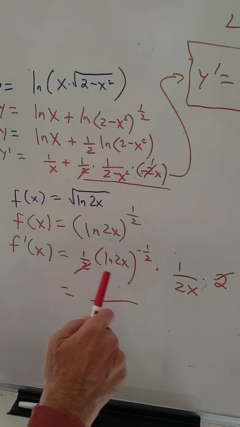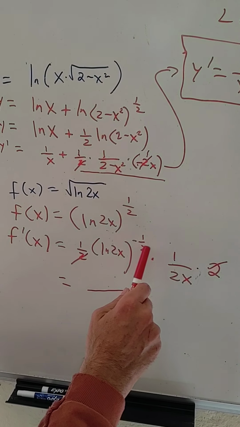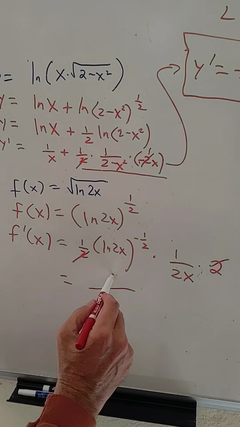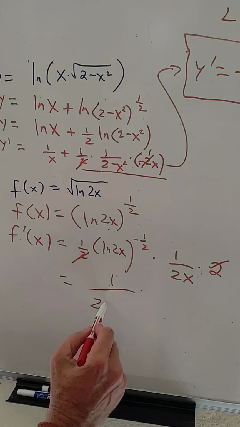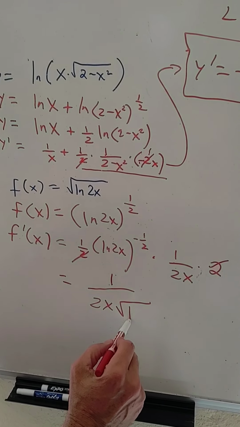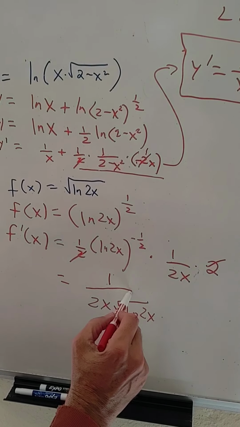So in the numerator, it looks like I have the 1. This is going to go downstairs because of the negative exponent, and I got another 1. So my numerator is just 1. My denominator, I got a 2x in the denominator. And then this, I'm going to write as the square root, because that means the same thing as 1/2 power, ln of 2x. And that's my final answer.